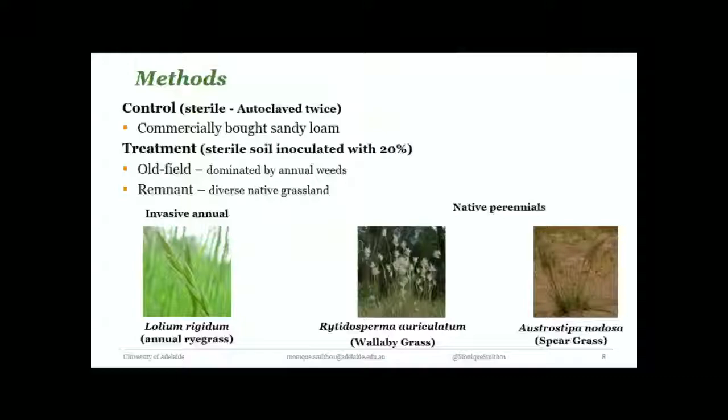To do this, I bought some sandy loam and sterilised it by autoclaving, and I set some aside as the control. The rest I used as bulk soil for my two treatments. To that bulk soil, I added field-collected soil from an old field, the area that's been overrun with weeds, and also field soil from a remnant area that was a native grassland. Within those three treatments, I grew an invasive annual grass and two native perennial grasses. These native perennials were once common in the area and are now commonly used in restoration. I don't expect you to know them.